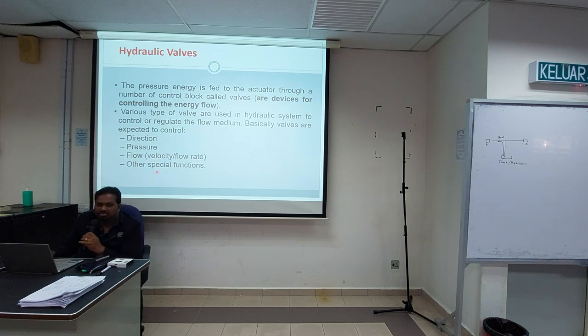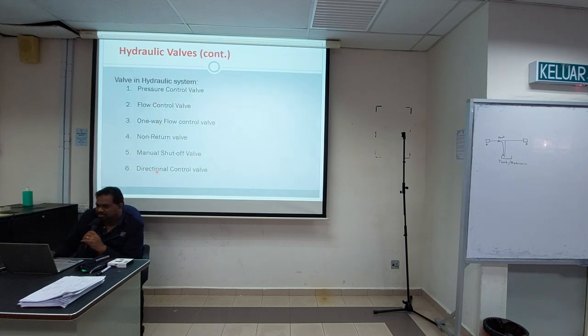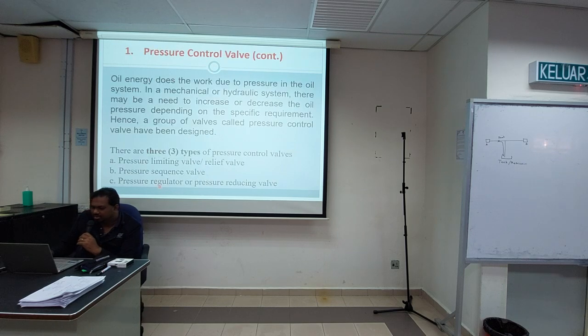So using the valve. Okay, so valves in a hydraulic system ada 6 jenis. You want to control the pressure, control valve, ada flow control valve. So one way flow control valve. Non-return valve, meaning it's only going in one direction, tak ada return balik. And manual shut off valve, so you nak tutup manually. And also direction control valve. So kita akan tengok sikit lah on all this.